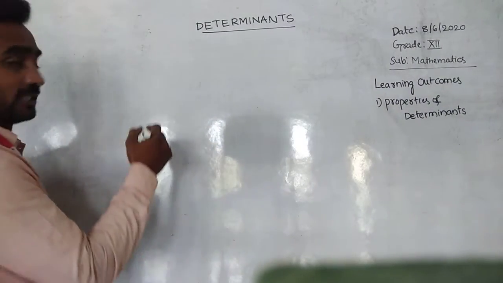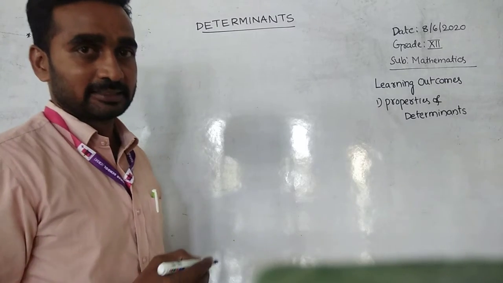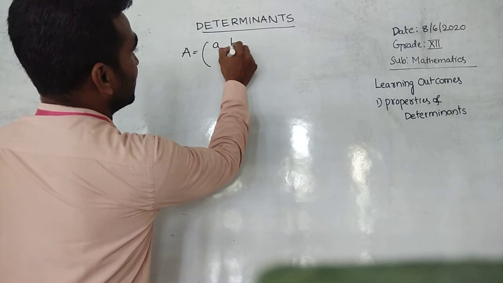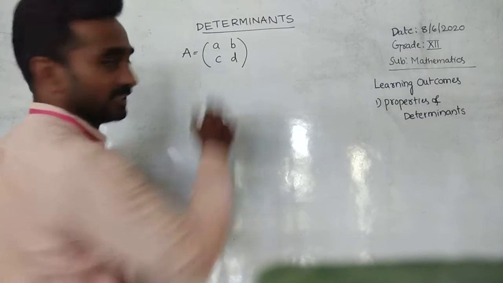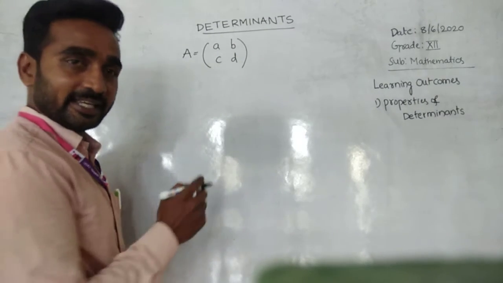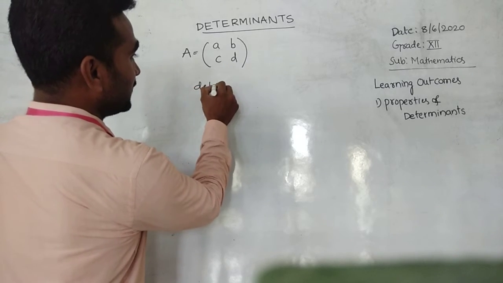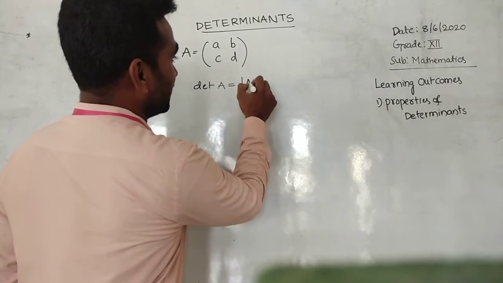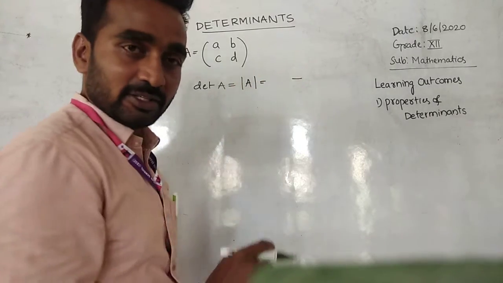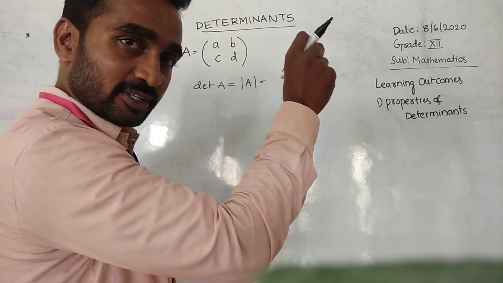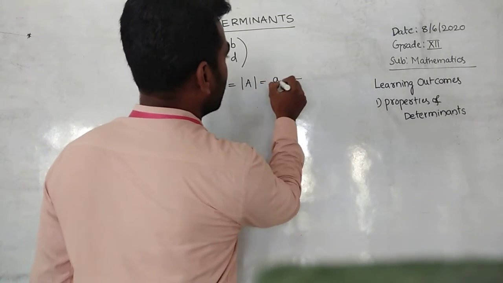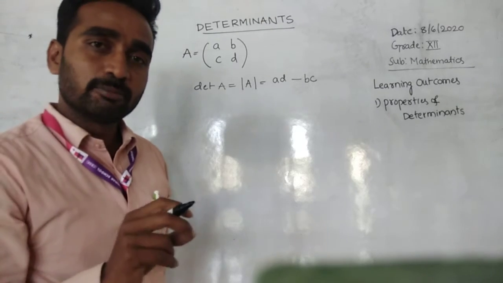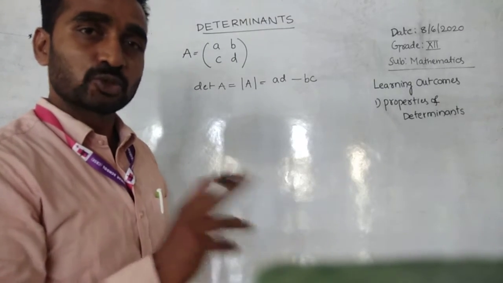So first one, consider a 2 by 2 square matrix. Let A be equal to [a, b; c, d]. Then the determinant of matrix A is denoted by |A|, which is equal to the difference between the principal diagonal elements and thereafter the other diagonal elements. So ad minus bc. So determinant is a real number or complex number associated with a square matrix.